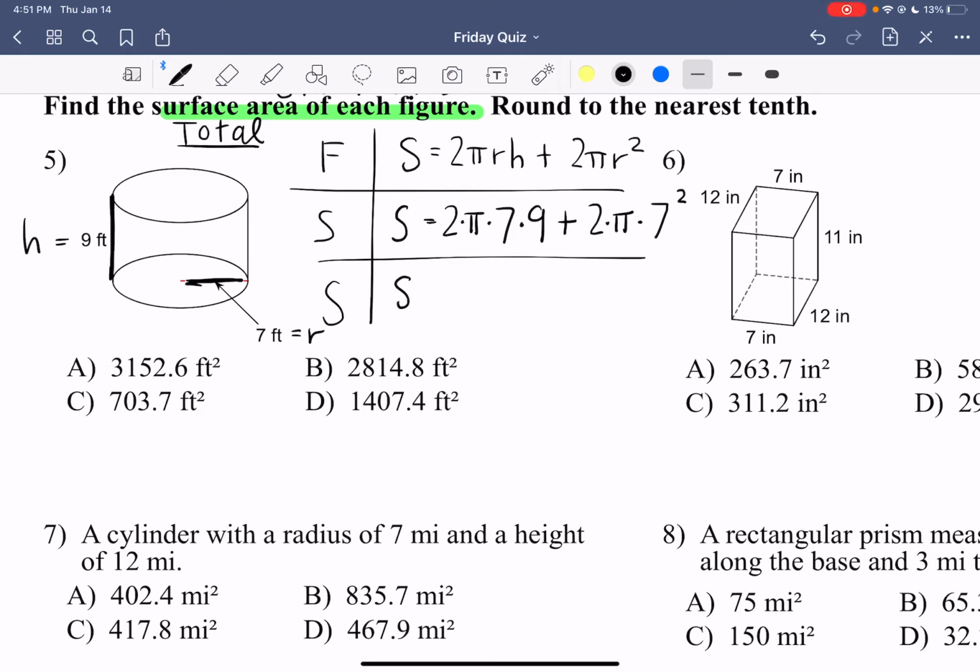And we land at surface area of the cylinder equals 703.7. Answer choice C.